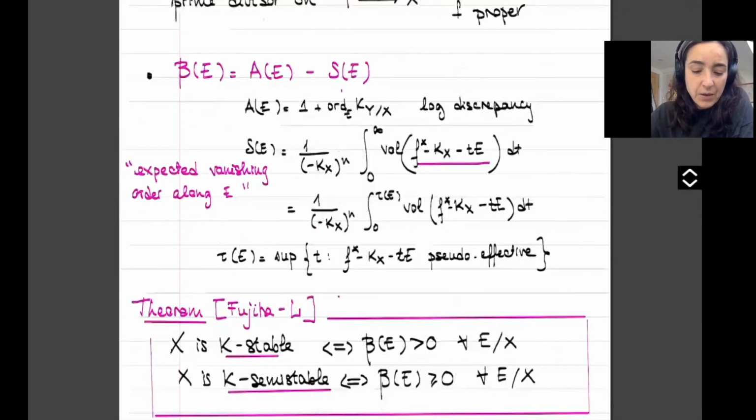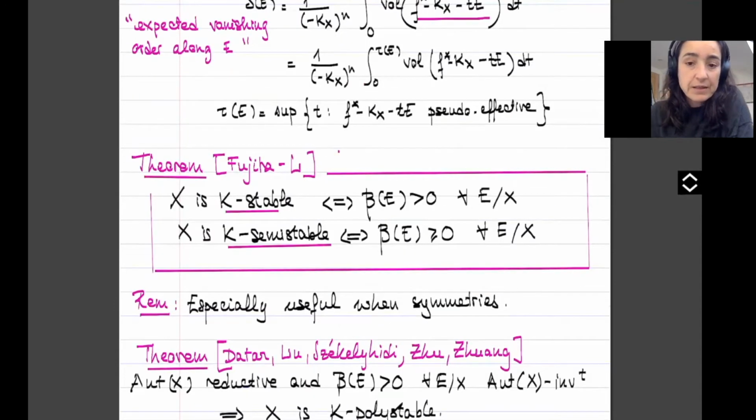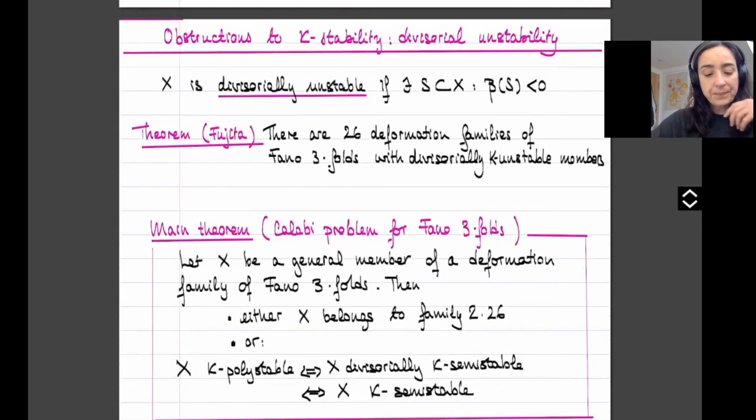So here we've seen that the Fujita-Li criterion tells me that something is K-stable or K-semistable when the beta invariant satisfies a certain inequality for every divisor over X. Now, let me consider then the first obstruction you can think of to K-stability.